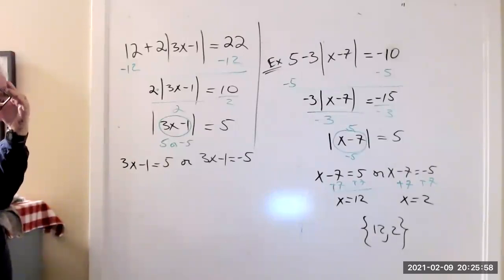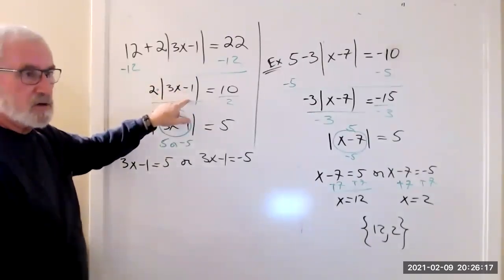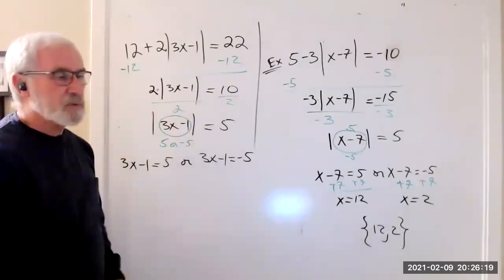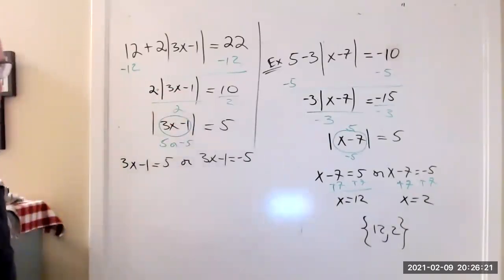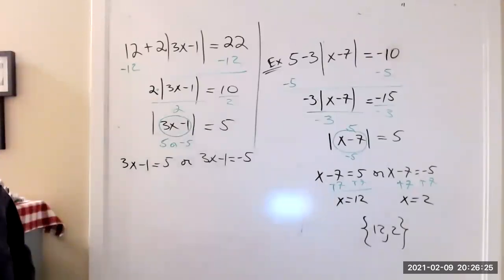About 40% of the time you can distribute into an absolute value. 60% of the time you cannot, and it'll screw up your entire problem. So it's safer to never distribute into an absolute value. You could have done it on this problem and gotten the right answer. But generally, it's safer never to do that.